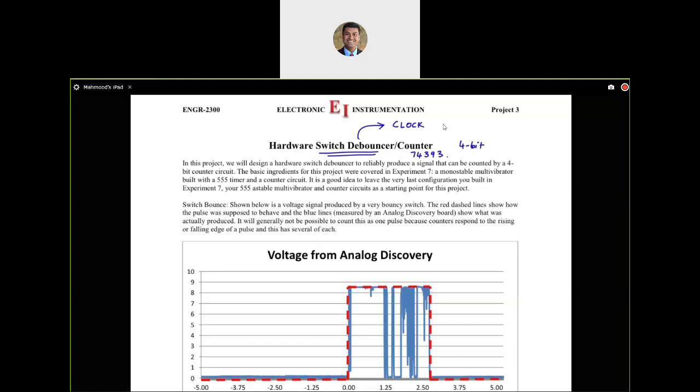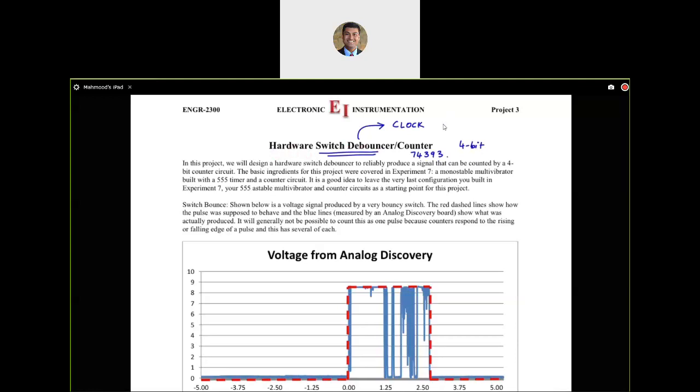So let's talk about why we need a switch debouncer in the first place. Note that a lot of the switch debouncers can be implemented in hardware, but you could also have a situation where you implement the debouncing in software. So they're both types. Over here, we are focusing on the hardware debouncer.